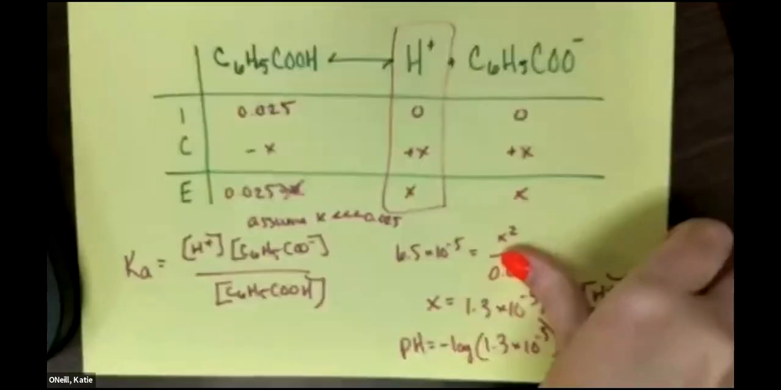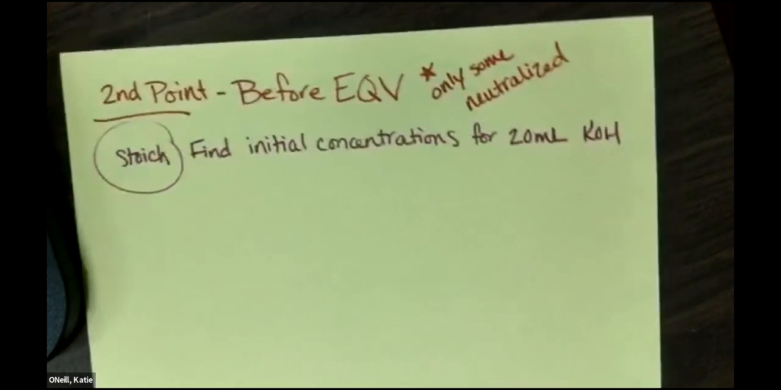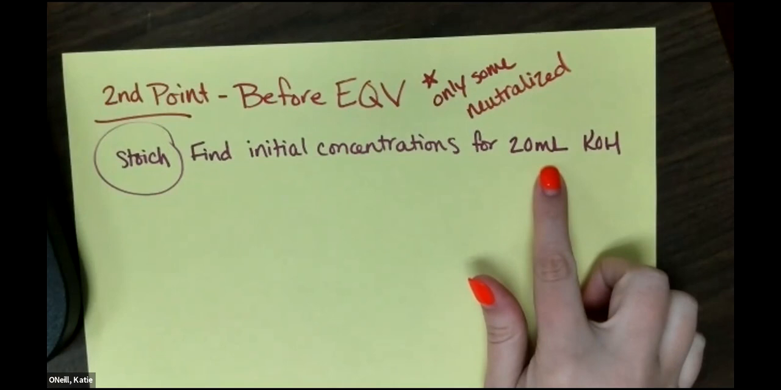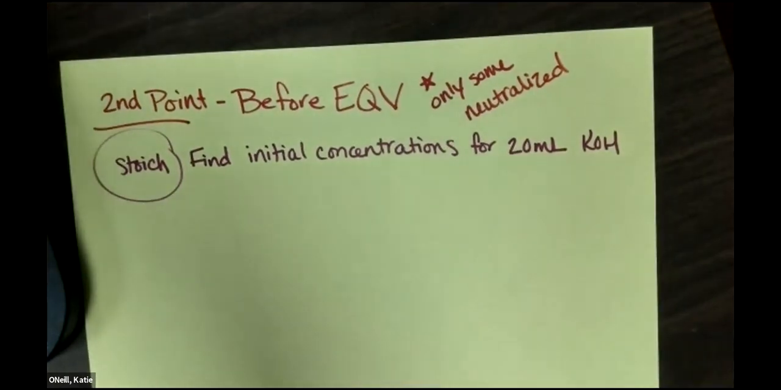All right, now we're going to move on to the second point, which is kind of tricky. It is before the equivalence point, so only some neutralization has occurred. You have both acid and base in the solution, but you have some neutralization. So the first thing we need to do is find the initial concentration. In this case, they're asking for what if you put exactly 20 milliliters in. If they didn't give you a volume to solve for and you were just trying to make a curve, I would pick halfway to the equivalence point. I would figure out the equivalence point was 25 and then do half of that.